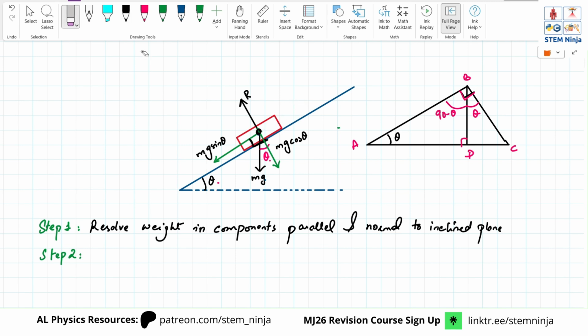So let's say, for example, consider and draw the normal reaction force.